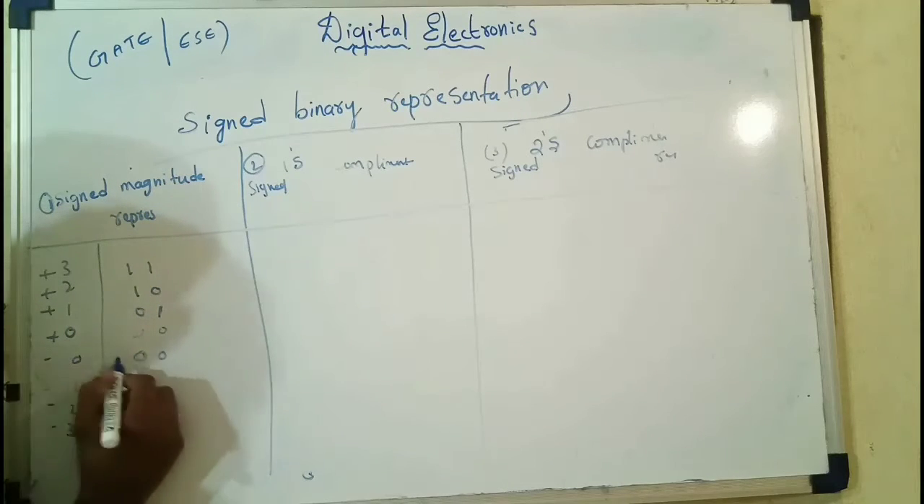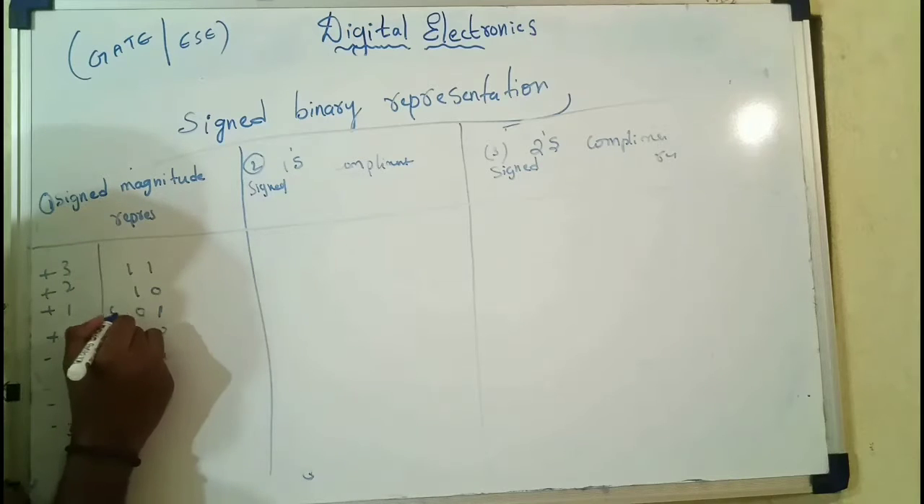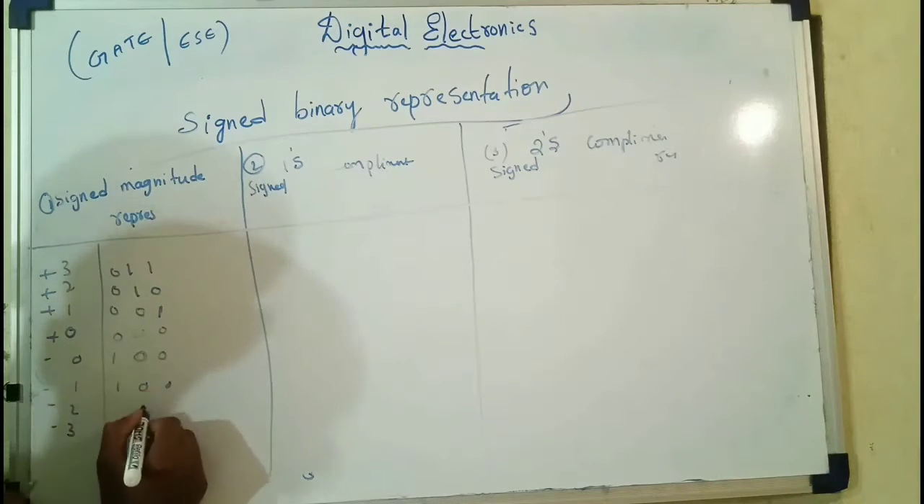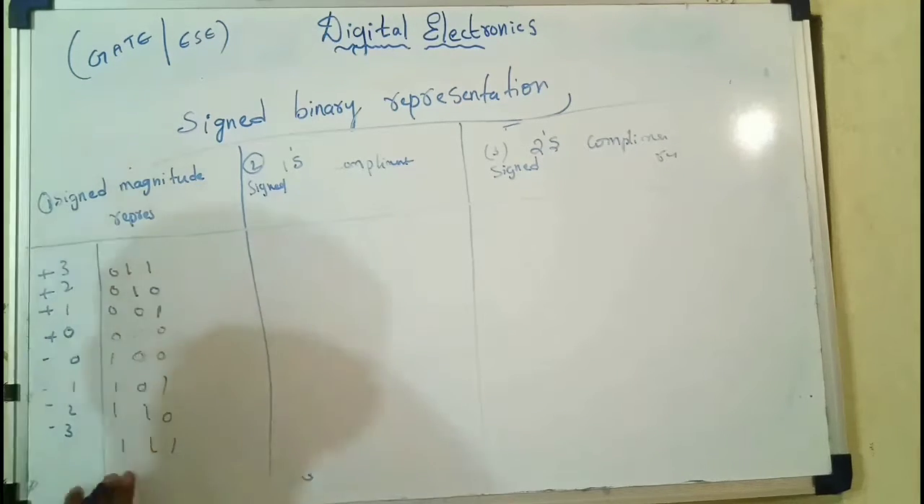In sign magnitude, plus is nothing but 0 as the sign bit. For minus, the sign bit is 1, 1.